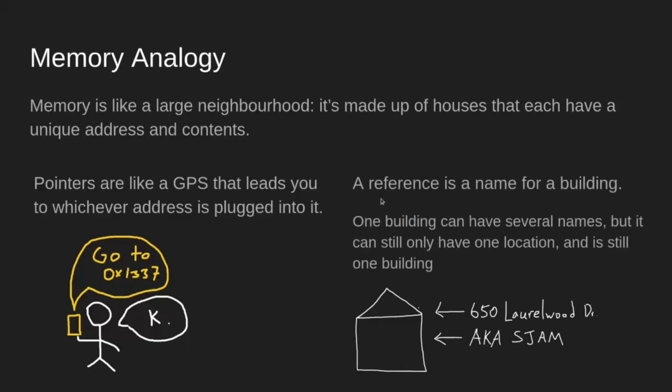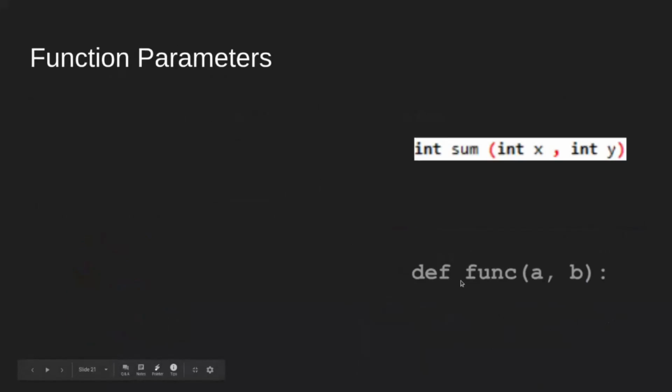A reference is like a name for a building. So one building can have a bunch of different names, like where we can have SJAM, which has an address of 650 Laurelwood Drive. So when we're referring to SJAM, we can call it Sir Johnny Macdonald Secondary School, or we could call it that one building at 650 Laurelwood Drive. And they're still in the end the same building, and they have the same contents inside. So saying change the value at SJAM is the same thing as saying change the value at 650 Laurelwood Drive. So that's a reference.